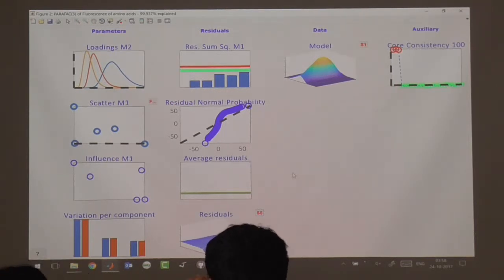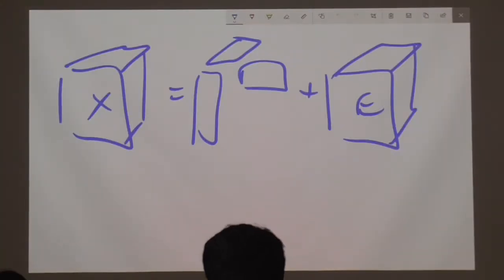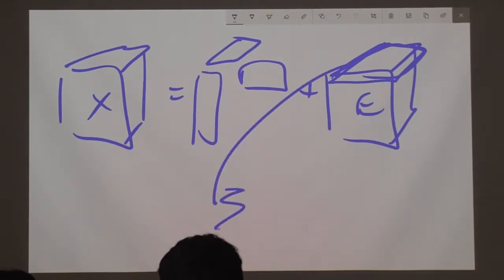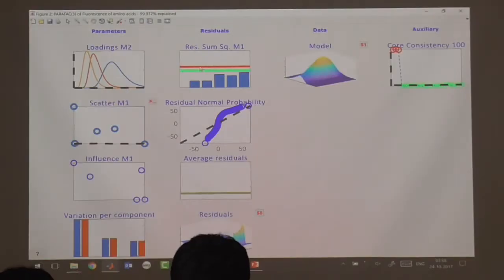Now I can also, for example, take all these and take the sum of squares of these. That will show me how much residual variation is in sample 1, and 2, and 3, and 4, and 5. And if I do that, I get these numbers. So here I can check for outliers.